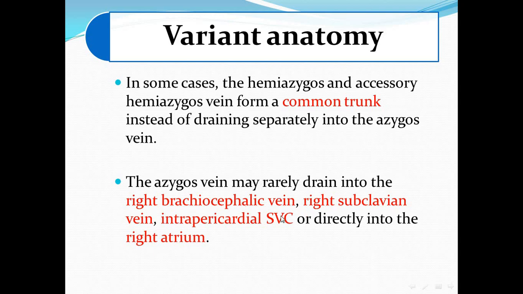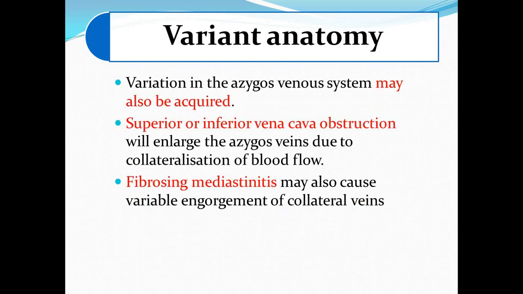Sometimes the azygos vein rarely drains into the right brachiocephalic vein. So normally it is draining into the extrapericardial superior vena cava. But it can drain into the right brachiocephalic vein, into the right subclavian vein, into the intrapericardial superior vena cava, or sometimes directly into the right atrium. These are all variations of the azygos vein.